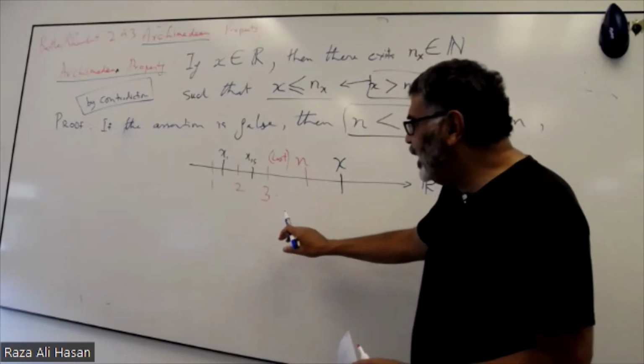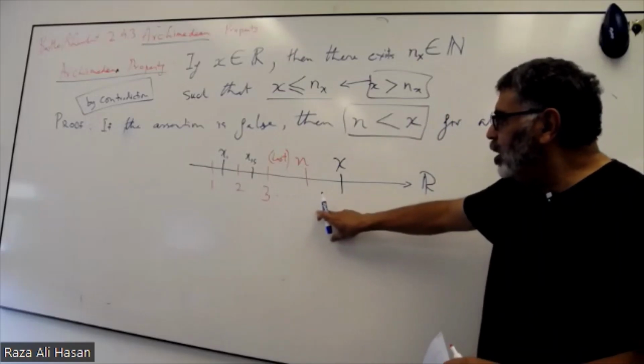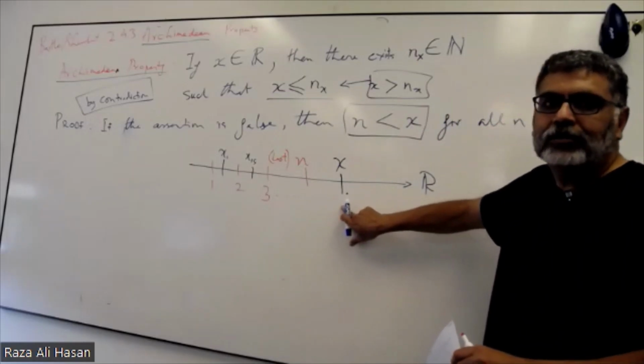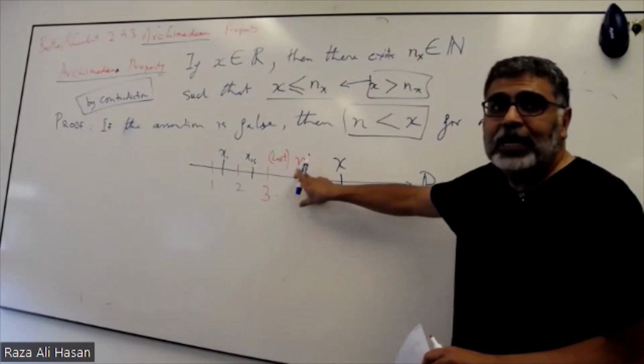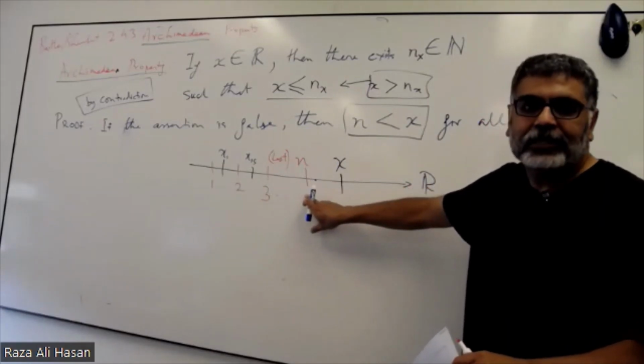So what we're saying here is 1, 2, 3, we are going to run into an upper bound. This n could be a very, very large natural number, but this is the last natural number.